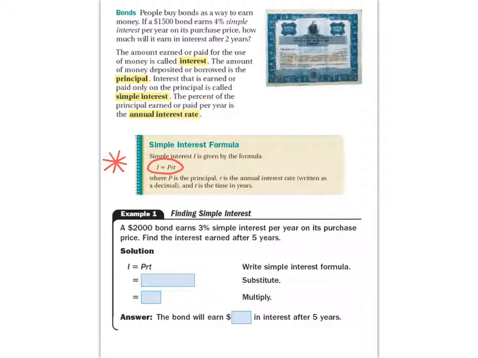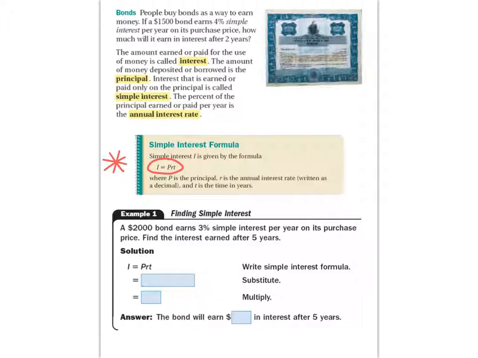I equals PRT, where I stands for the interest, P stands for the principal, that's what you start with, R stands for the rate, which is where the percent will come into play, and T stands for the time, and time is always based in years, and that will be important in just a minute. And so the amount of interest that you earn is based on how much money you put in, what the interest rate is, and how long you leave it there.